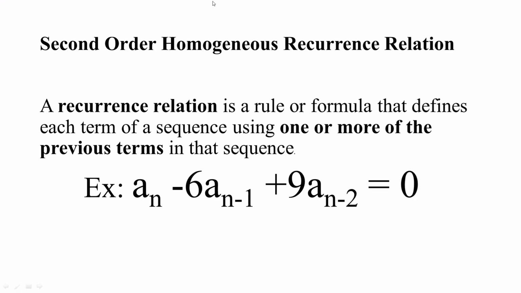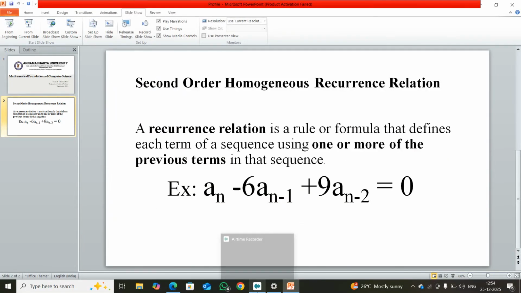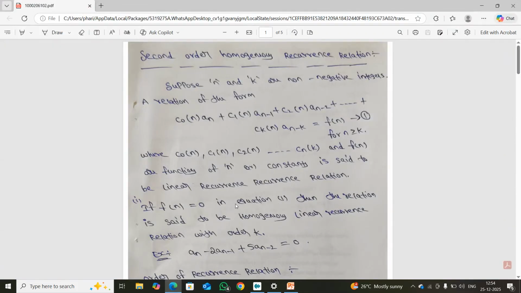Now we will discuss the second order homogeneous recurrence relation. Suppose n and k are non-negative integers. A relation of the form c naught of n times a n plus c1 of n times a n minus 1 plus c2 of n times a n minus 2, and so on, plus ck of n times a n minus k equal to f of n. That is equation number 1, for n greater than or equal to k.